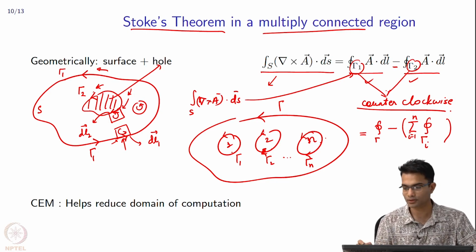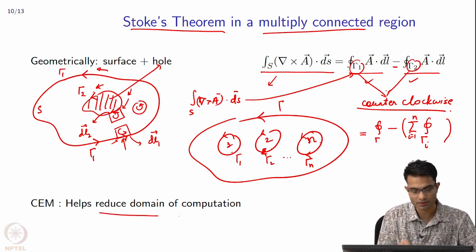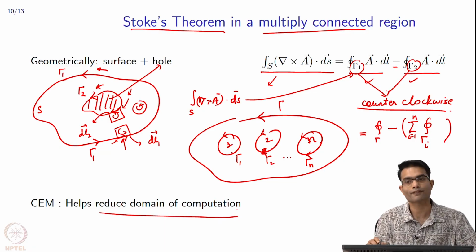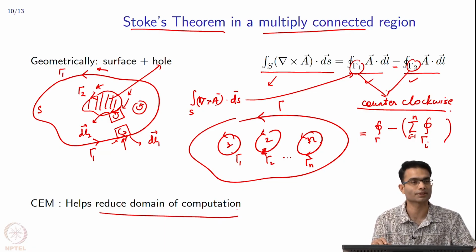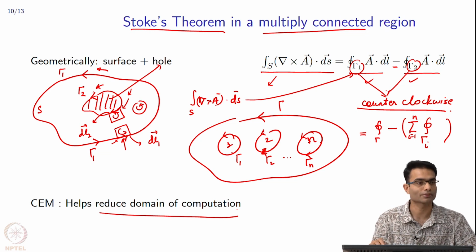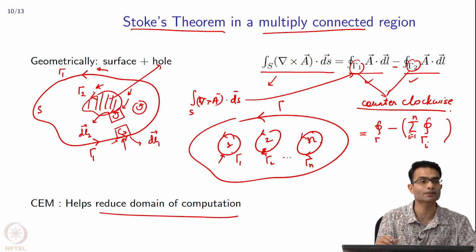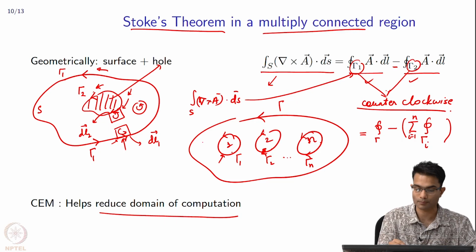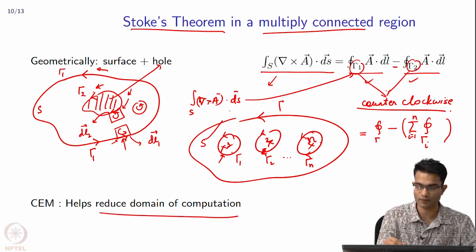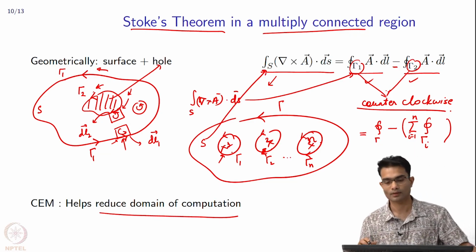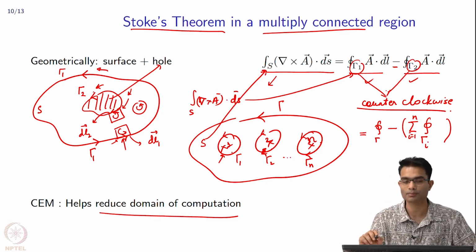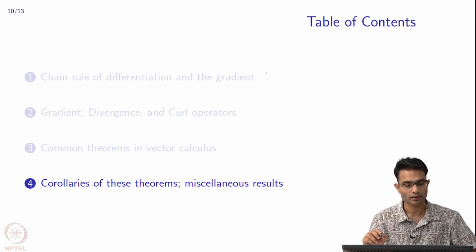As I motivated to begin with, this helps us reduce the domain of computation. If there is something which is not of interest to me, why should I calculate it? So, I can remove these elements from the integration. The small price I have to pay is that a few more line integrals have to be evaluated, and now the surface is excluding this. That is the meaning of S over here. So, this is Stokes theorem in a multiply connected region, which we will use in the course.